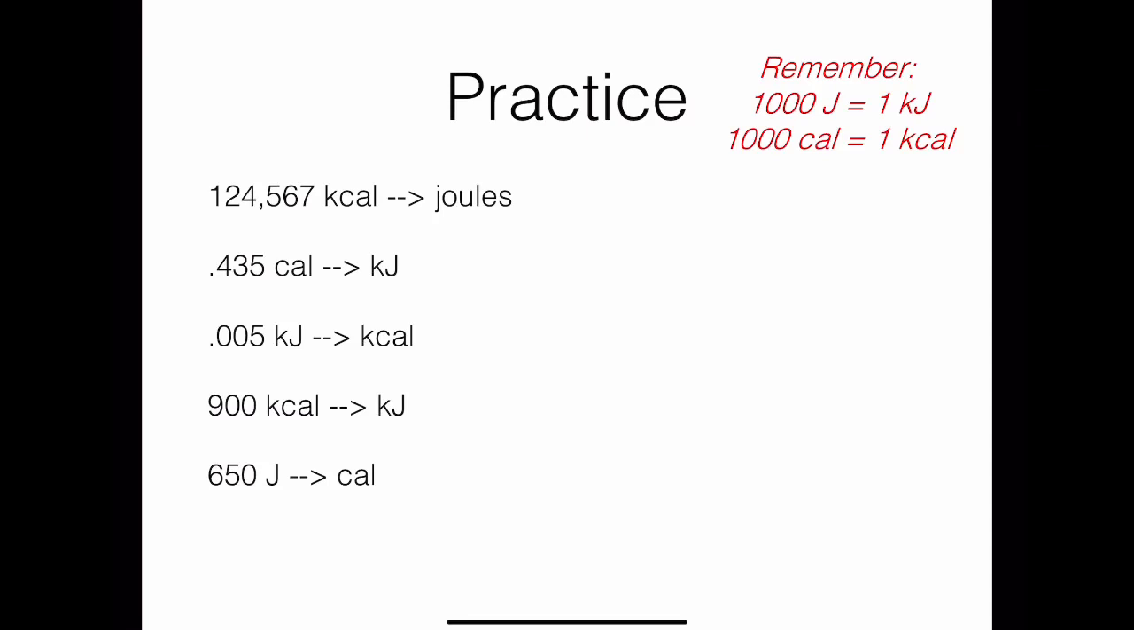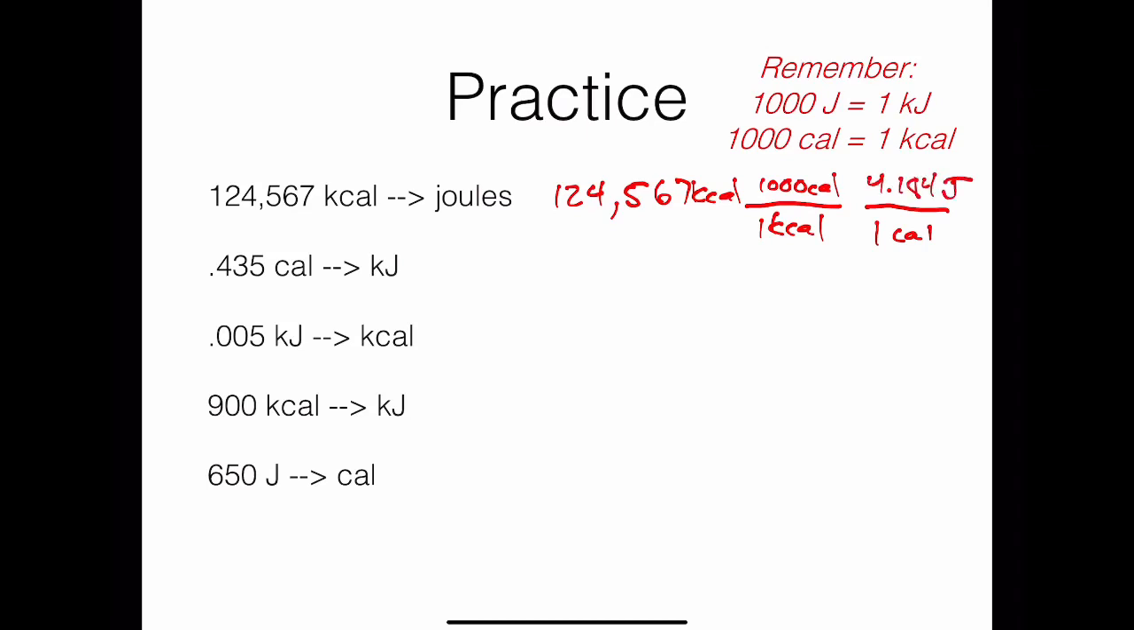In our first problem, we've been asked to convert 124,567 kilocalories to joules. So our first step in a problem like this is to write down the number we've been given, 124,567 kilocalories, and then we want to do our conversion. We're going to convert from 1 kilocalorie to 1,000 calories, and then we're able to convert from 1 calorie to 4.184 joules. So then when we put this into our calculator, we have all ones in the denominator. So we're able to just multiply straight across the top.